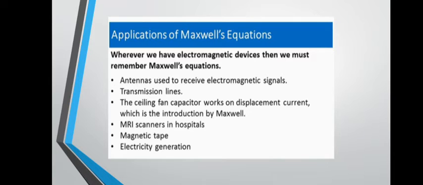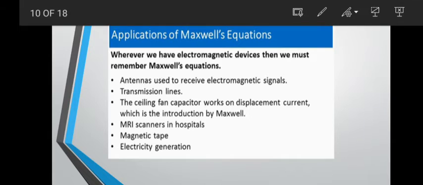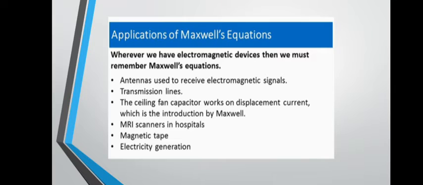Let's see the applications of Maxwell equations. Wherever we have an electromagnetic device, we must remember Maxwell equations. Antennas are used to receive electromagnetic signals, and there we also use Maxwell equations. In transmission lines and capacitors, the operation depends on the displacement current, which was introduced by Maxwell. Applications also include MRI scanners used in hospitals, magnetic tapes, and electricity generation.